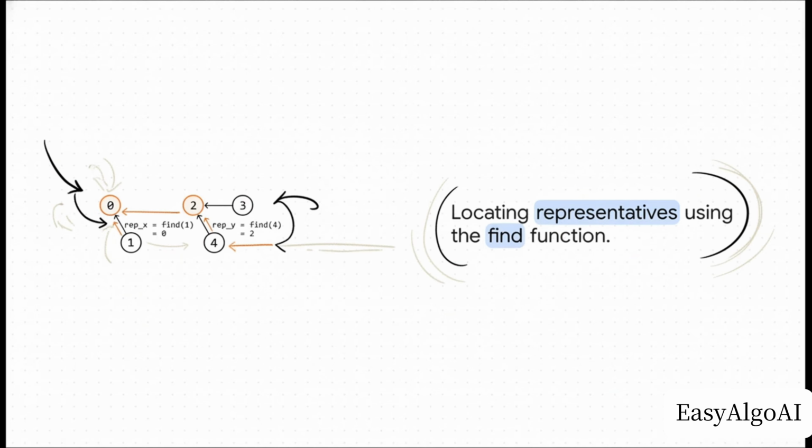Let's look at this in action. Suppose person 1 and person 4 decide to connect. We can't just draw a line between them and call it a day, right? We have to first identify their community leaders. So we use our find function to trace up the chain from person 1, discovering that person 0 is their representative. We do the exact same thing for person 4, tracing up to find that person 2 is their representative. Now we know exactly which two overarching communities we're dealing with.